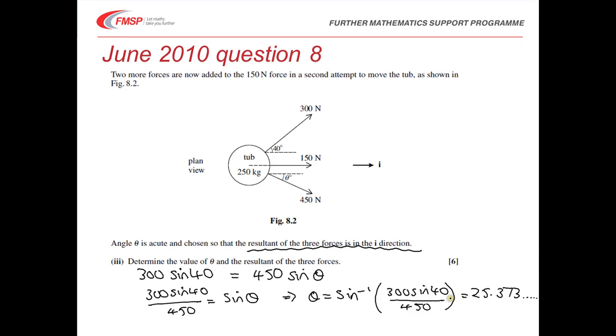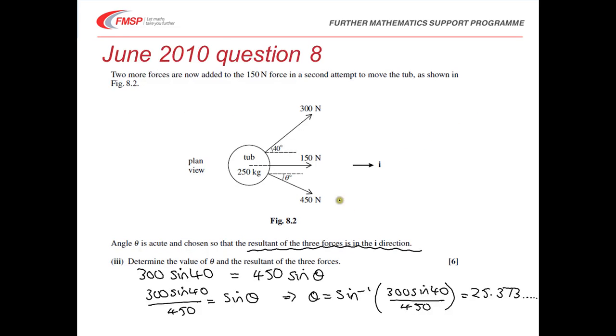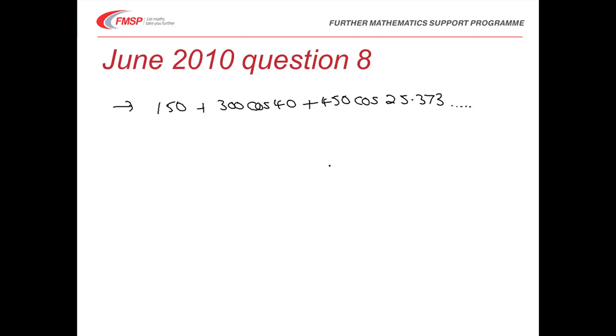Now we have to find the resultant of the three forces. So I'll go on to the next page to do this. So we're going to have a component of the 300, we'll have the 150, and we'll have a component of the 450 as well. So in the I direction, we're going to have the 150 that we started with. Then we'll have 300 cos 40. And we'll have 450 cos of that theta angle that we've just found. So we'll just flip back to the diagram. You can see it's cos for both of those two, and then the 150 is already in the I direction.